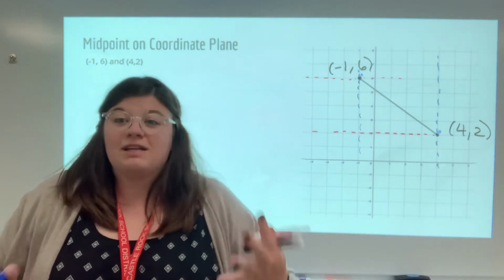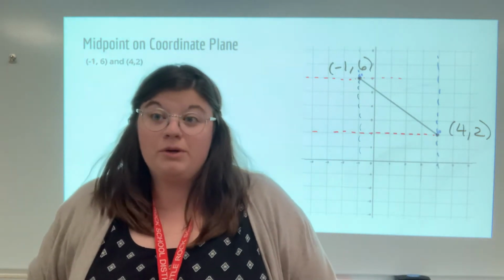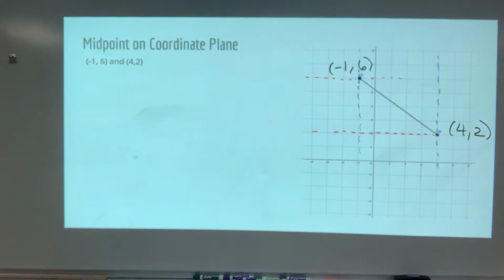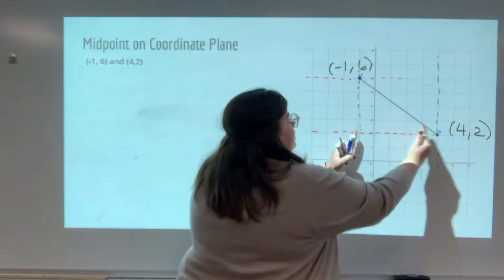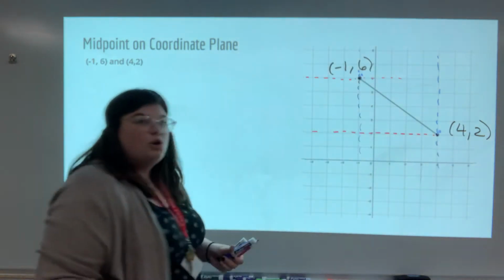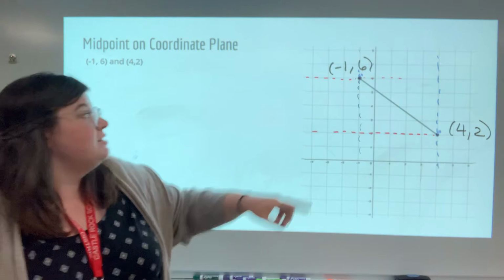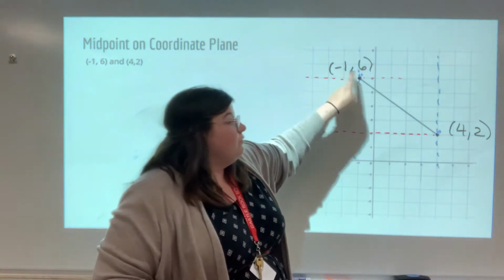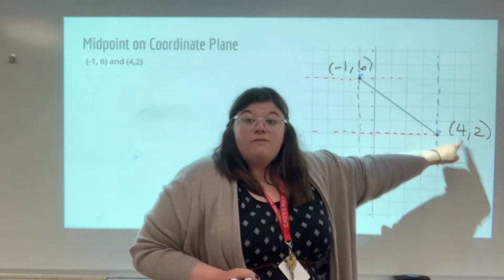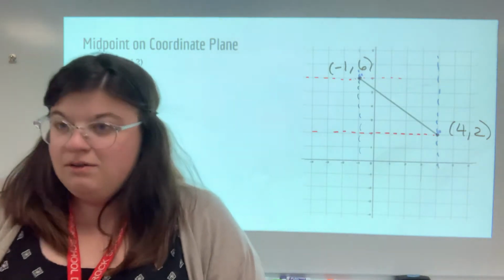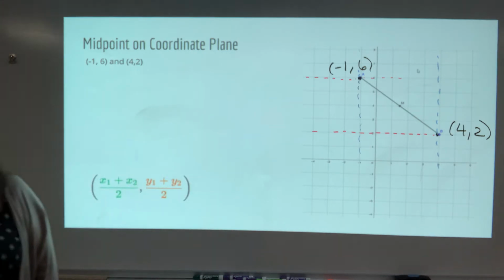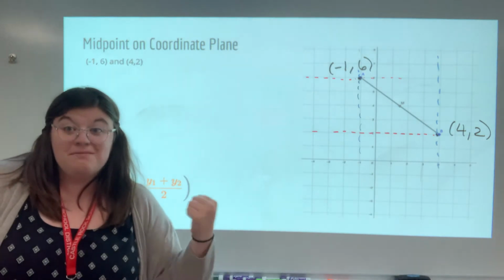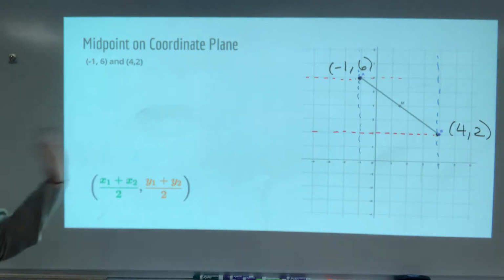If that doesn't make any sense, that's okay. I'm going to give you a formula here and we'll talk through it. So when I said find the average between my horizontal distance and my vertical distance, could I just average the actual coordinates? Here's my x coordinate, -1. Here's my x coordinate of 4. Could I just average those numbers? All right, so this is your formula. You may want to pause and get this down as the midpoint formula.